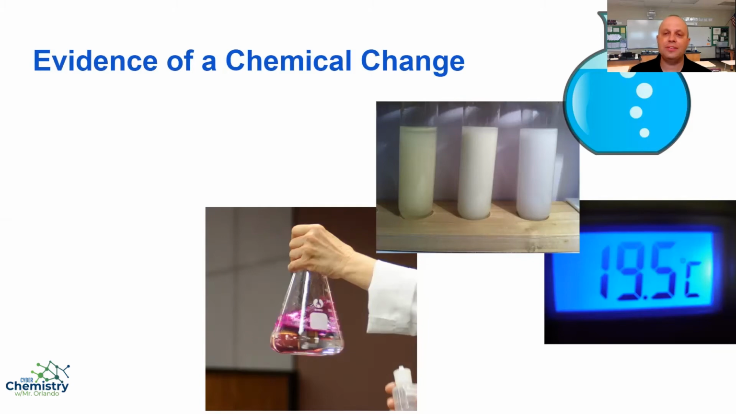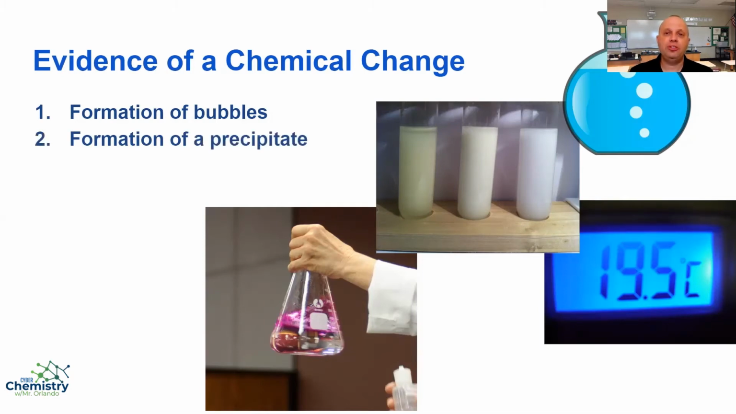Because sometimes it's not as obvious as something burning or something exploding. So there are 4 ways to tell. The first one is the formation of bubbles. If you think back to your elementary school or perhaps middle school experience, where you combined acetic acid, which is vinegar, and baking soda, which is sodium bicarbonate, and it foamed up and bubbled all over the place, that is an example of a chemical change. That's a chemical reaction that has taken place.